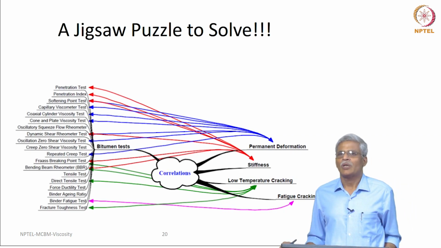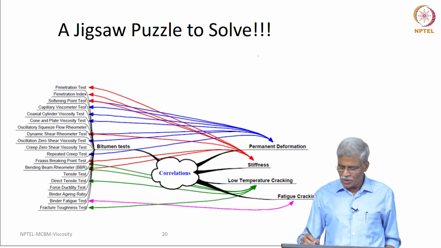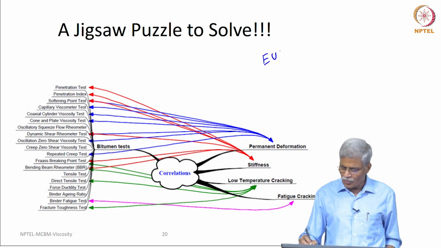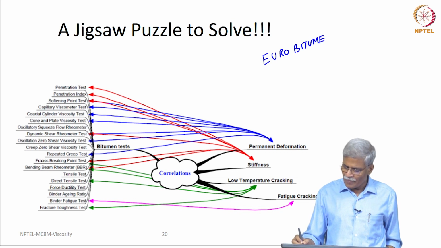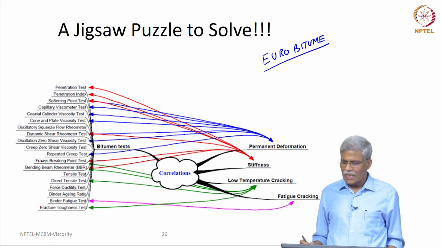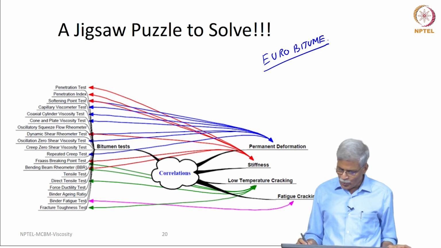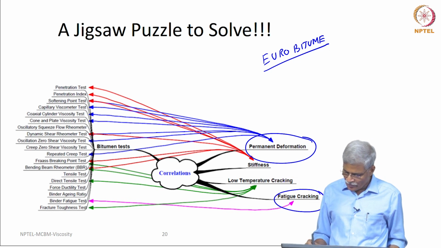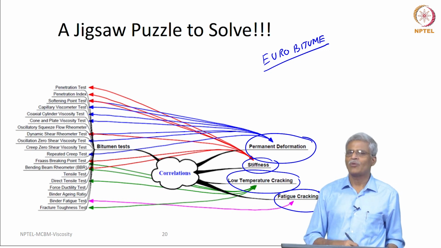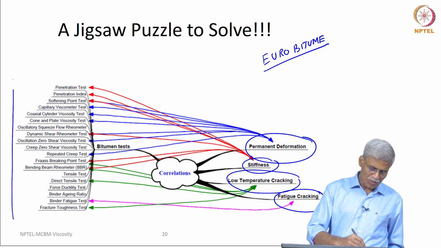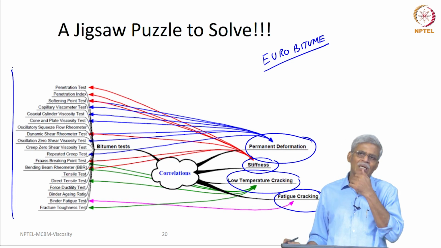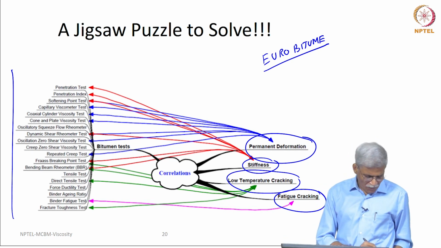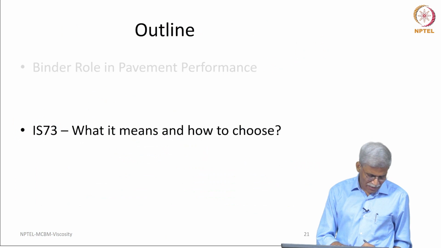This is a puzzle to solve. In fact, what you see here is a part of the Eurobitum, wherein they have been trying to see what kind of tests are available and how many tests can actually be used for fatigue damage, low temperature cracking, stiffness, and different types of correlations are available, as can be seen from this slide. This is really a puzzle to solve. So, let us see how we are going to handle it here.